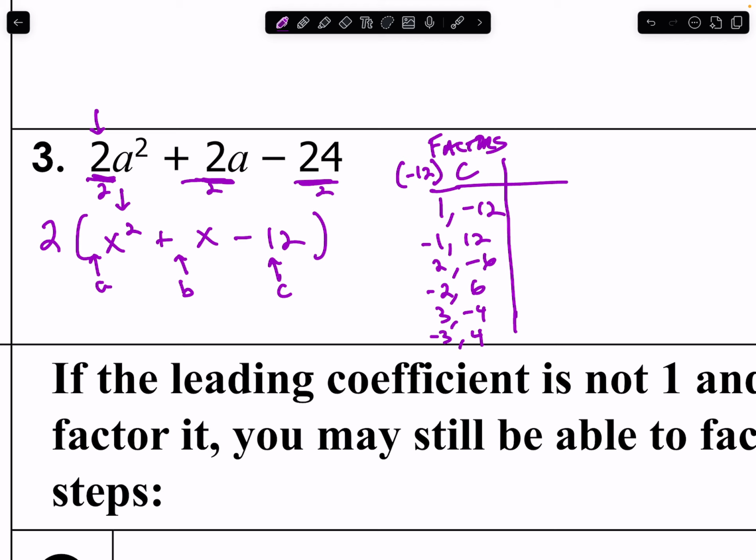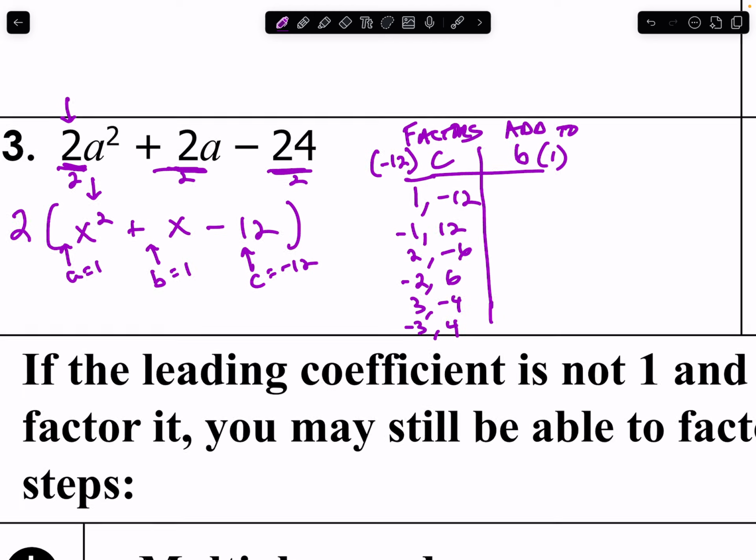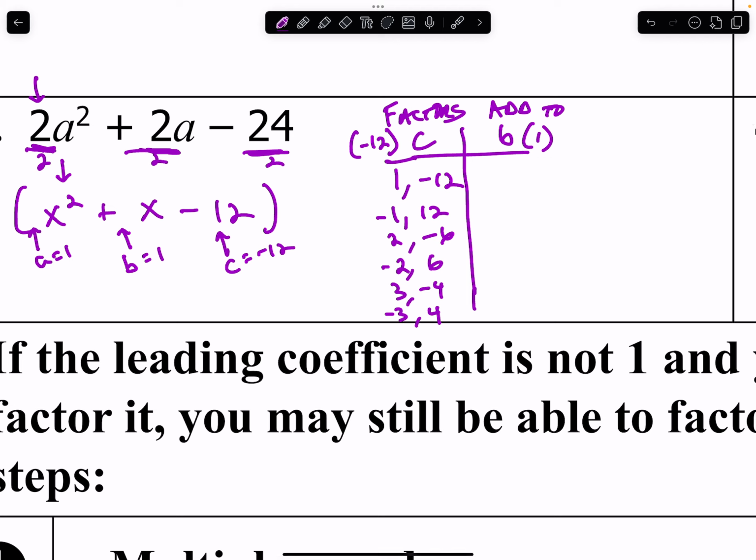But now we want to find the ones that add to b. And b in this case we said was 1. I'll write these down. A was 1, b was 1, c is negative 12. Okay, so now I got to add all these up. If I do 1 plus negative 12, I get negative 11. And that does not add up to 1. This one here, I get positive 11. 2 minus 6, I get negative 4. Negative 2 plus 6, I get positive 4. 3 minus 4, I get negative 1. Negative 3 plus 4, I get positive 1.